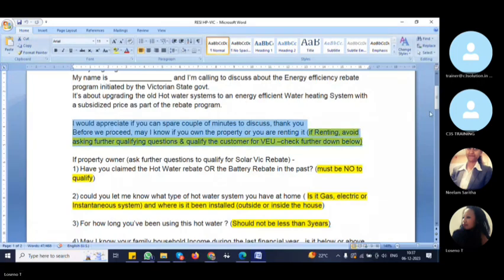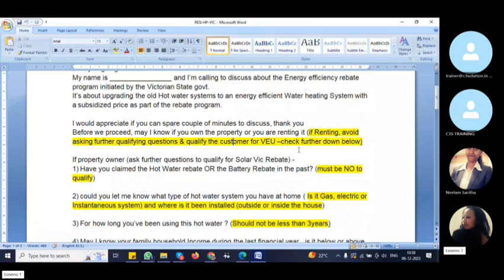Now, if the customer tells you, well, I'm not really interested, you can't just go ahead and start asking them, may I know if you own the property or you're renting it? It doesn't make any sense, right? So customers, they will ask you anything and everything, anytime. So you should be ready with your responses, your rebuttals.